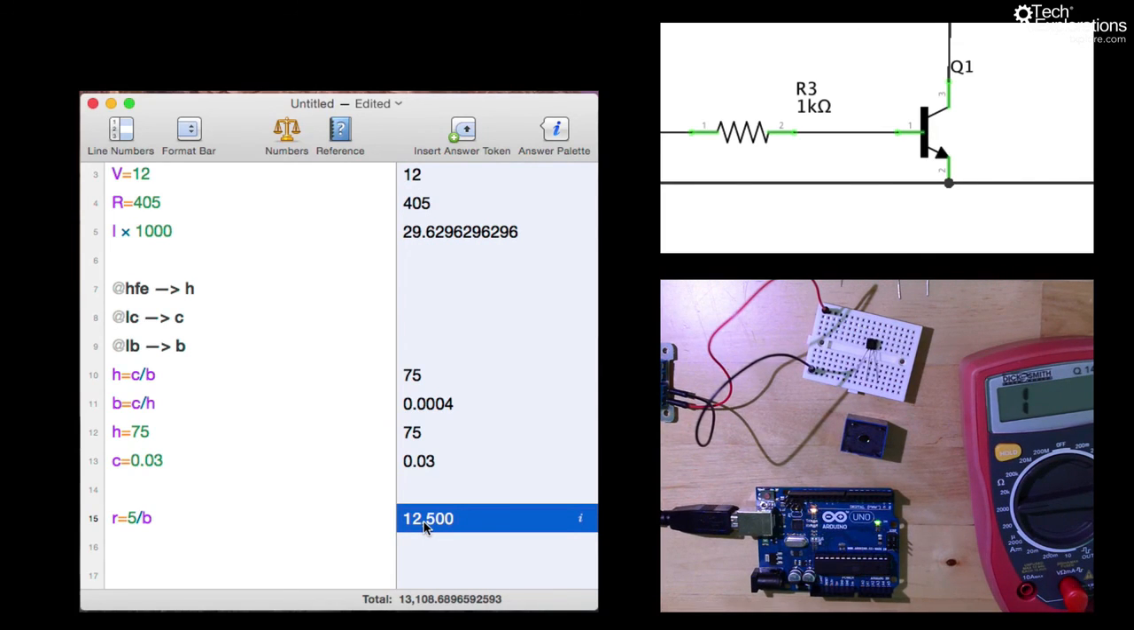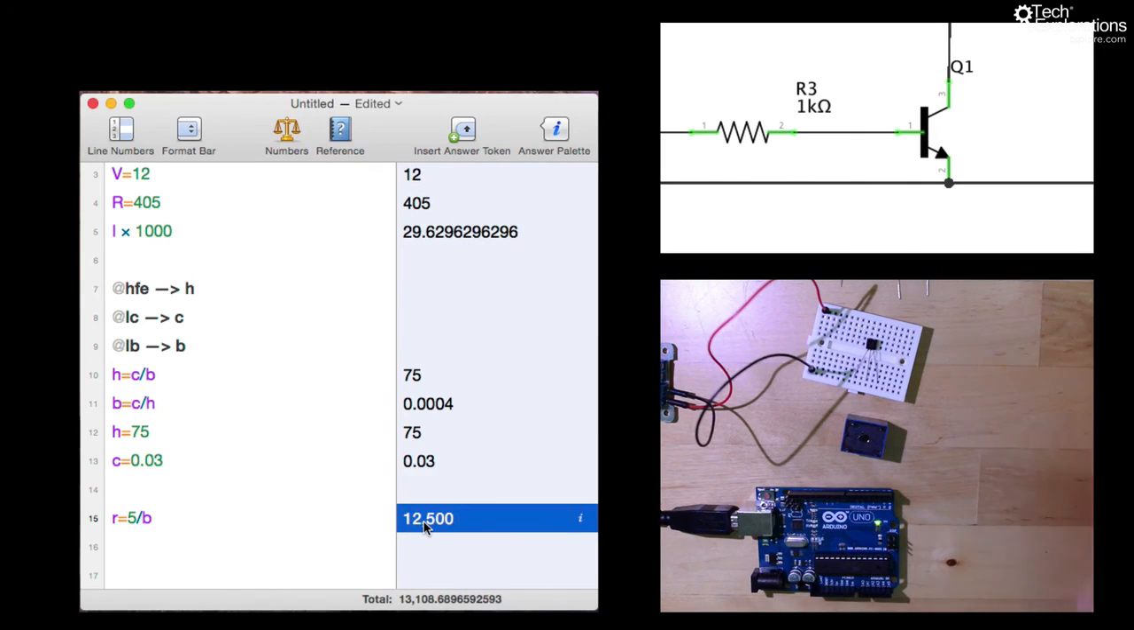So that's how you calculate the current limiting resistor that will protect your transistor. So we've got everything we need now, so we can go ahead and put this circuit together.